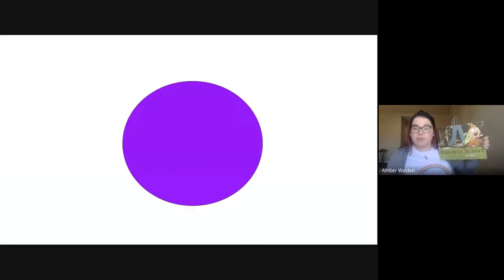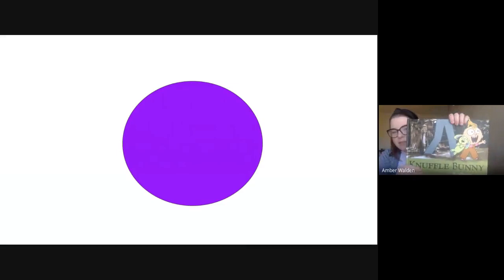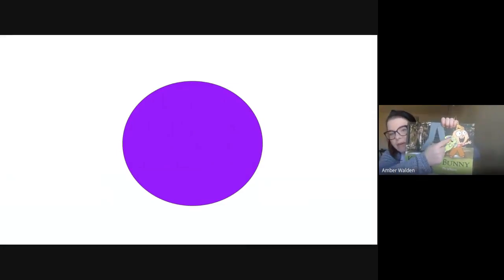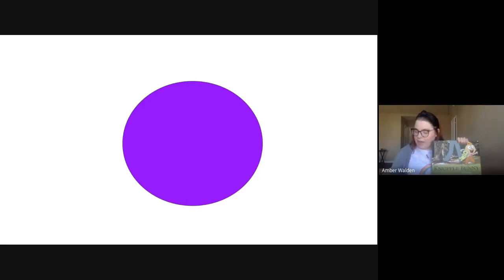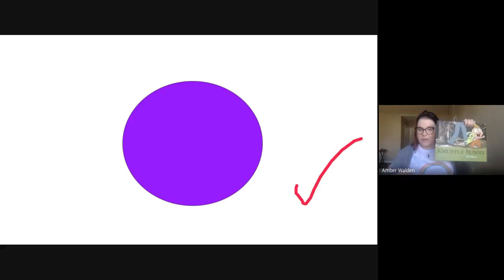So first off, we're going to look for a circle. I see some circles right now. We see Nuffle Bunny's eyes and Trixie's eyes are circles. Those are circle-shaped eyes. So check, we have our circles found.